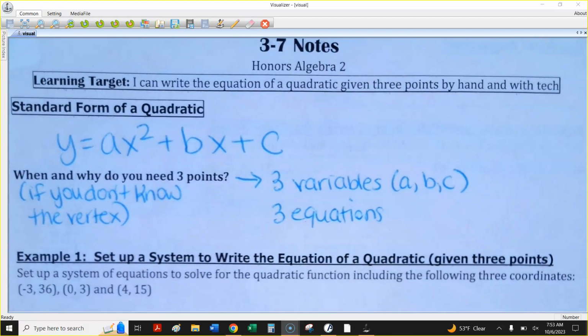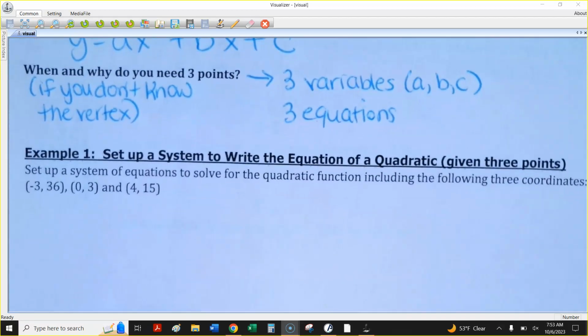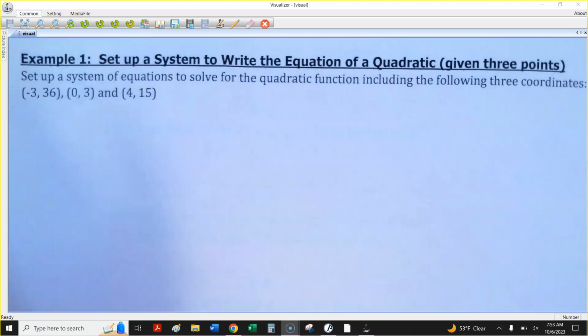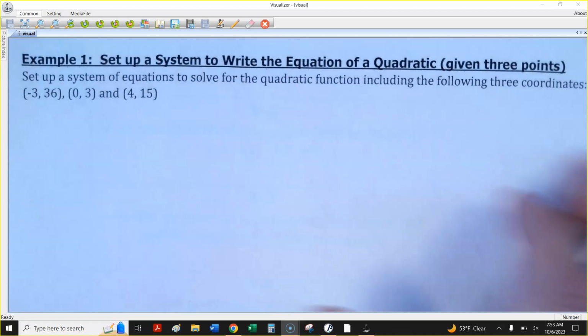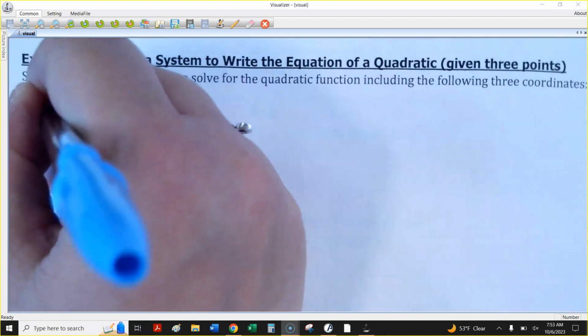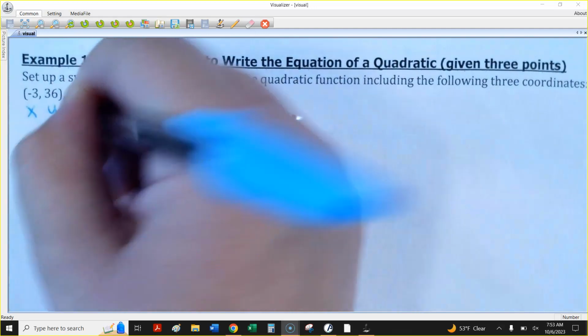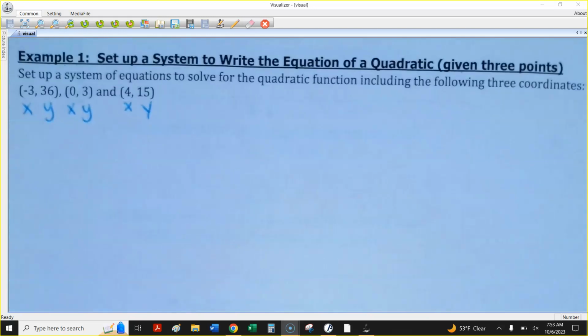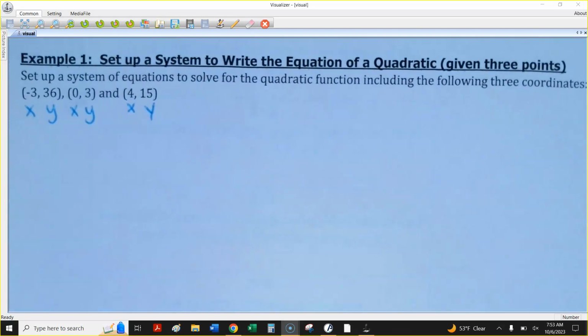Okay, so I'm going to slide this up. This is going to be a little throwback to our systems unit. So none of these say this is the vertex. I just give you 3 points that are in a quadratic graph. So each one of these are going to be points that I'm going to plug in those coordinates for x and y, and I'm going to use the standard form. So let me grab a different color here real quick.